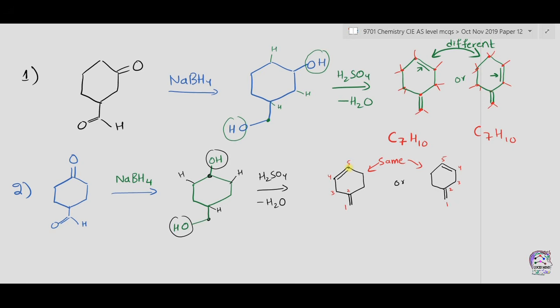Finding the molecular formula, we have 1, 2, 3, 4, 5, 6, 7 carbons and 10 hydrogen atoms. As this one is also the same, we have C7 and H10. As both the products are the same, therefore it will be considered as one single product.